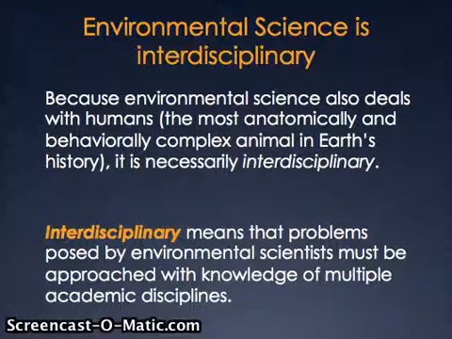Finally, coming up to another word they may be familiar with, but maybe not entirely familiar. What's interdisciplinary mean? And again, I would have to break down the vocabulary. Because environmental science also deals with humans, the most anatomically and behaviorally complex animal in Earth's history. So first off, what does anatomically mean? Hopefully students would be able to offer that it has something to do with anatomy and the parts. And what does it mean to say that we are anatomically complex?